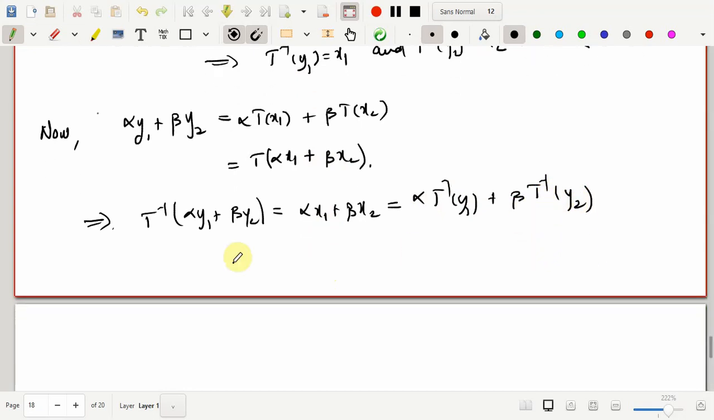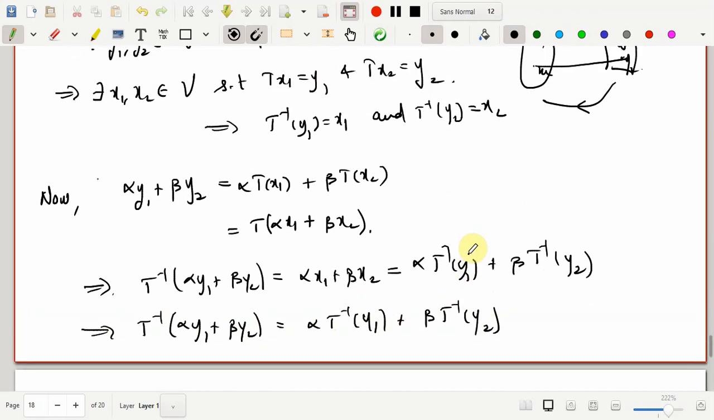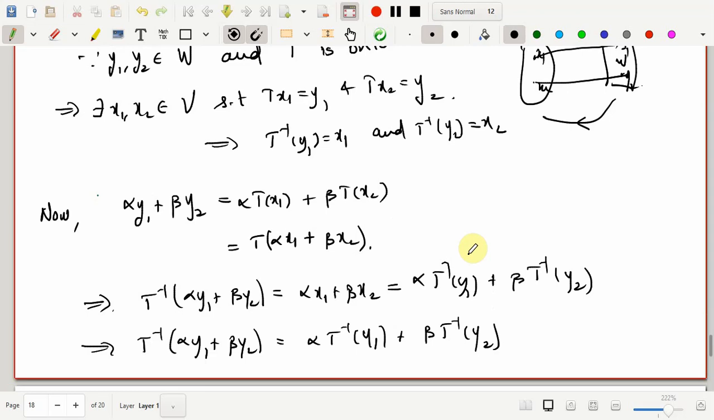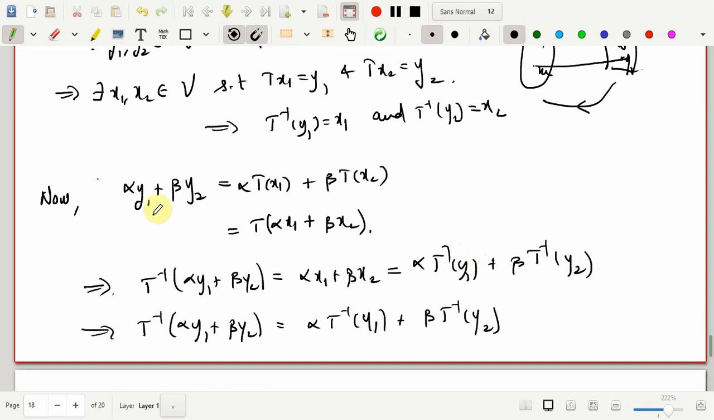So therefore at the end what we have proved is that T inverse of alpha y1 plus beta y2 is the same as alpha into T inverse of y1 plus beta into T inverse of y2. So this is proved, using once again the definition of T inverse. What we know is that if x goes to y through T, then y goes to x through T inverse. So whenever I have to show that T inverse of y is equal to x, it is enough to show that T of x is equal to y, and that's what I have done.